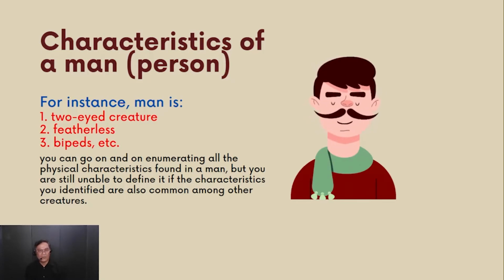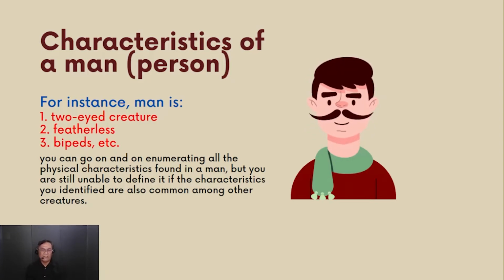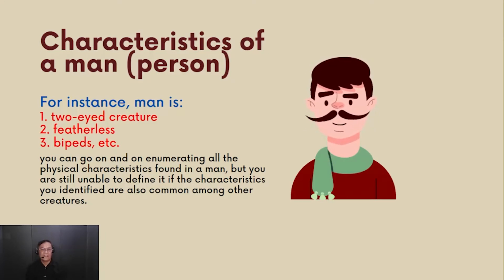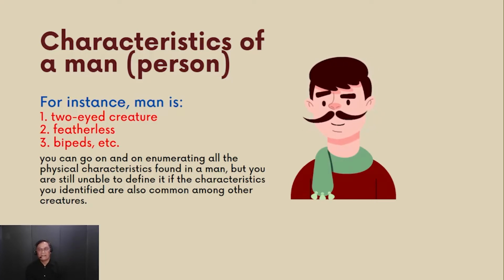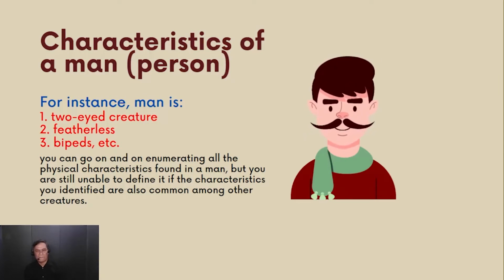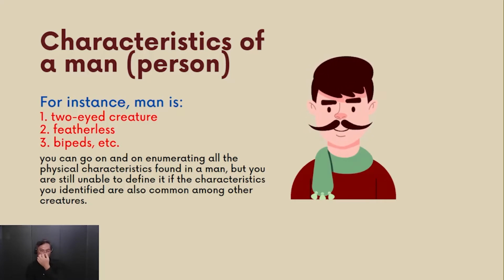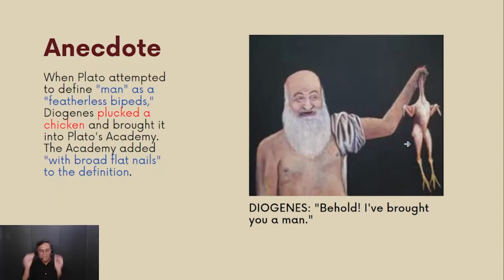So you can go on and on, enumerating all the physical characteristics found in a man, but you're still unable to define it if the characteristics you identified are also common among other creatures. So let us say that Sophie is a failure at this point. So we can annoy her, saying that, well, you don't really know what man is.